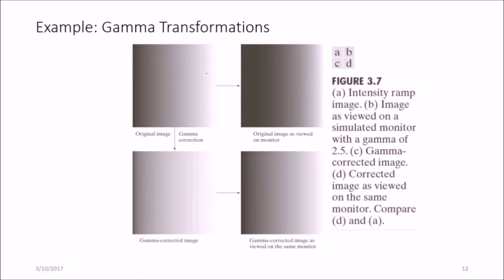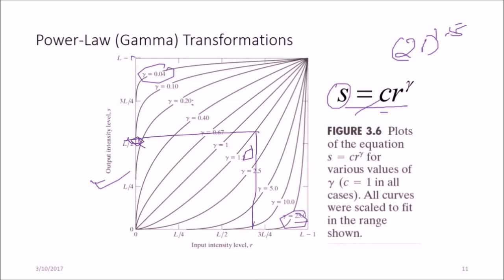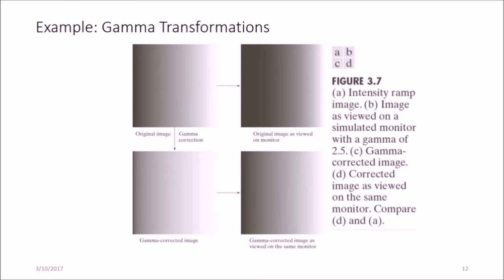Now let us see. You will be wondering what exactly this is going to give us. The figure shows that we have an intensity ramp image, which is this. What is a ramp image? That means you can see the variation. Here you find black, here you find white at the borders. So you call this an intensity ramp image. Now this particular image B, when this original image is viewed on the monitor with gamma equal to 2.5, will be seen like this.